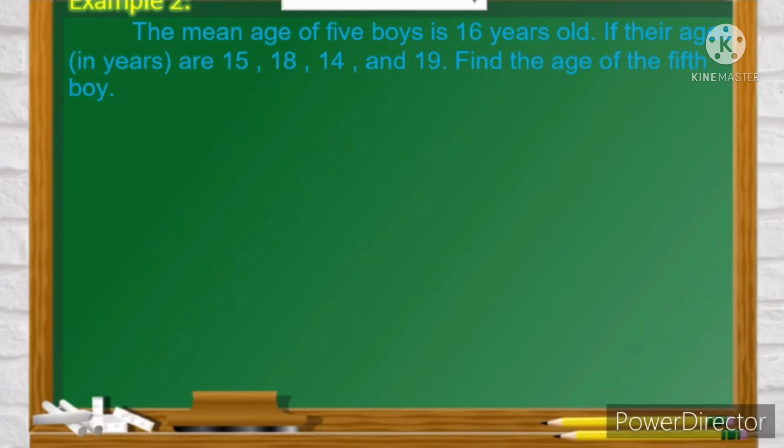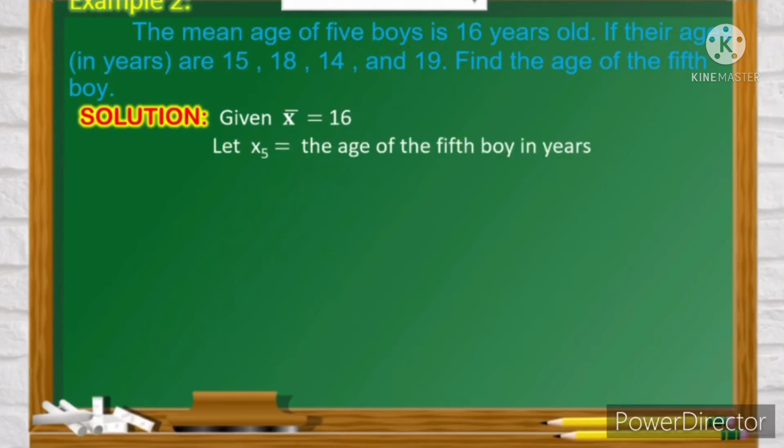Another example. The mean age of 5 boys is 16 years old. If their ages in years are 15, 18, 14, and 19, find the age of the fifth boy. So for our solution, let us first state what are the given. We have the mean, which is 16, and let x sub 5 be the age of the fifth boy in years.